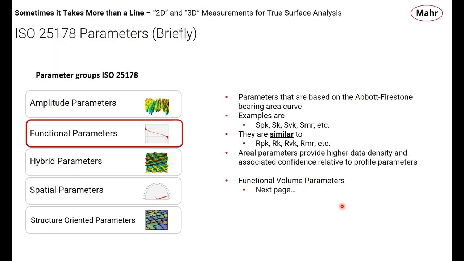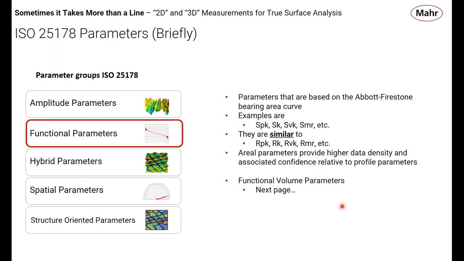Functional parameters, on the other hand, are parameters based on this Abbott-Firestone bearing area curve. On the next slide, I'll show you a picture of one of those. Examples of these parameters in 3D and areal are SPK, SK, SVK, SMR. They're actually mathematically identical to RPK, RK, RVK, et cetera. Exact same math used to get them.